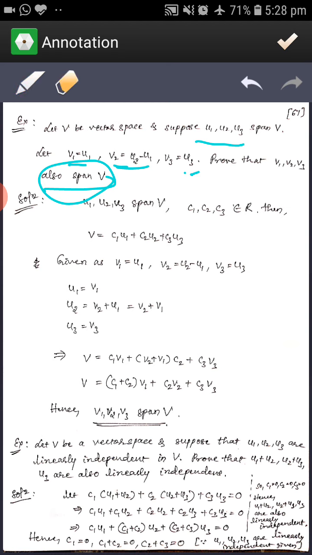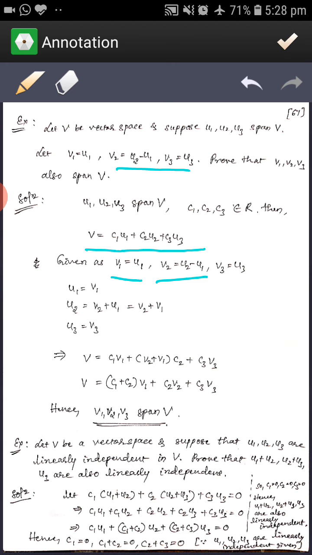So here, what we need to do, we know the vector equation, V is equal to c1 u1 plus c2 u2 plus c3 u3. Here v1 is equal to u1, whatever they have given, v2 is equal to u2 minus u1 and v3 is equal to u3. So let's do this one. What is this? The vector addition.